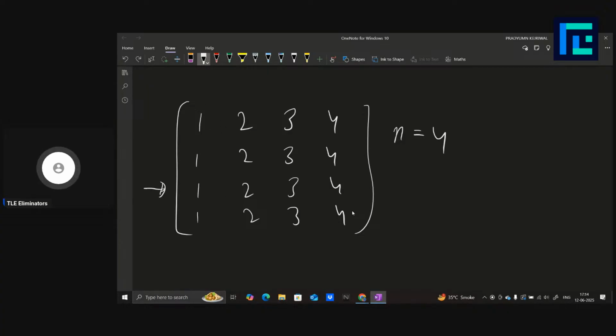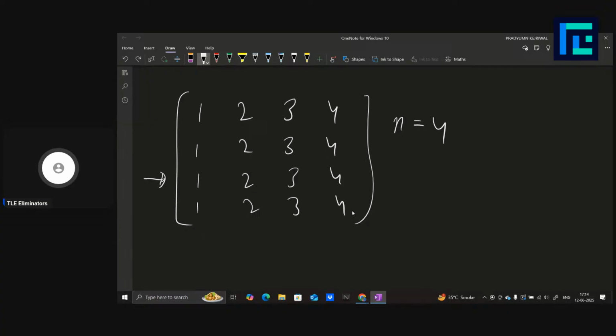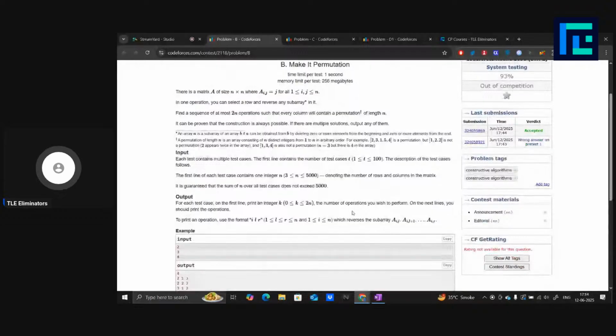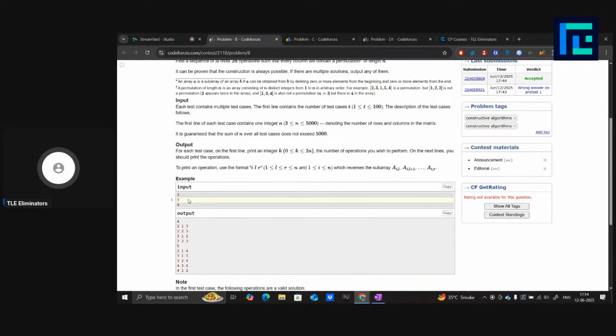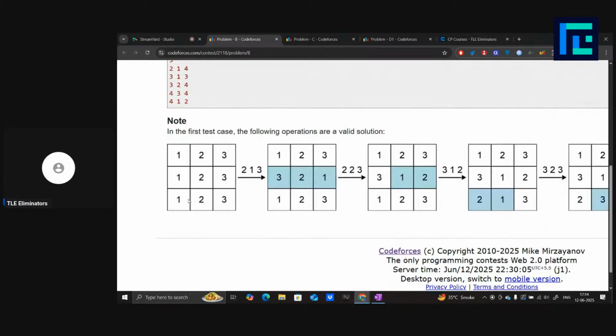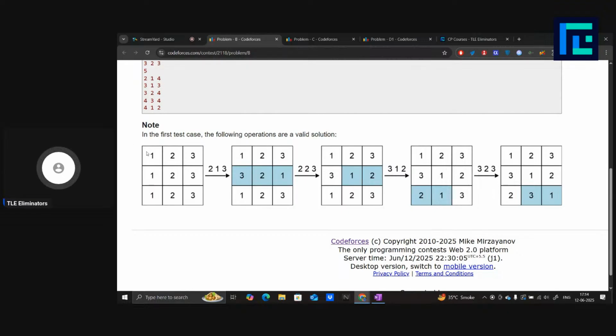And permutation means that every column should contain every number from 1 to n, right? So in the samples they have given 3 and 4. Let's see what they have done for 3. Initially it is like this. Then they have reversed the middle row, entirely reversed it, so it becomes 3 to 1.